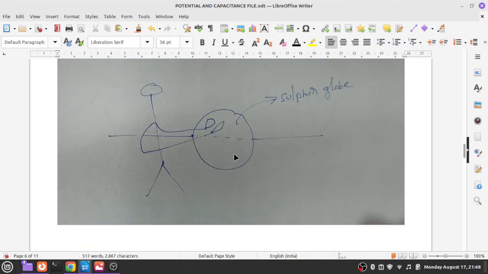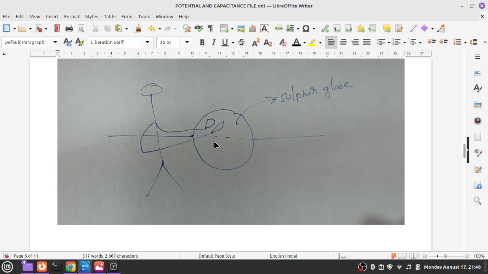After making the sulfur globe, he rotated it about an axis. This is the axis. See that this is the axis. He rotated the sulfur globe about the axis, and while the sulfur globe was in rotation, he put his hands on the surface of the sulfur. He immediately observed sparks. Sparks are coming, and also the sulfur globe was attracting small paper pieces, just like the earth is attracting objects in the air.